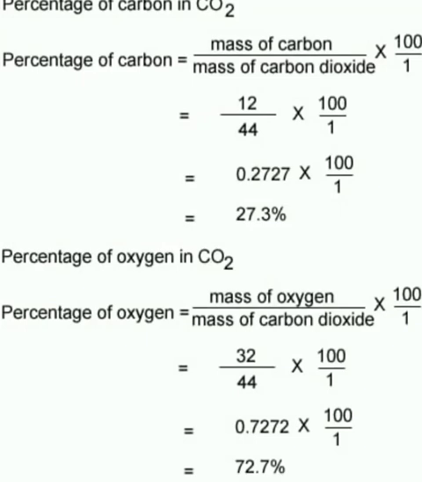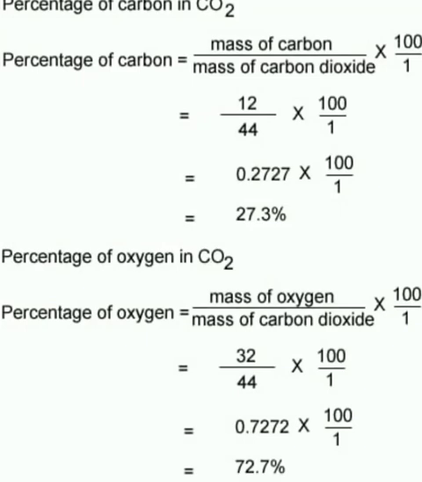The next example: the percentage of carbon in carbon dioxide, or the percentage of oxygen in carbon dioxide. What is the first step? We have to calculate the molecular mass of carbon dioxide. The atomic mass of carbon is 12 and oxygen is 16. Here there are 2 oxygen atoms, so 2 into 16 is 32, and 32 plus 12 equals 44. That means the molecular mass of carbon dioxide is 44.